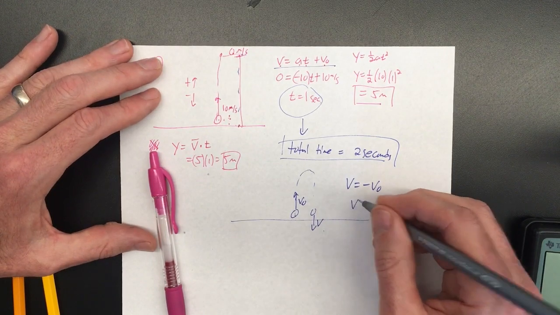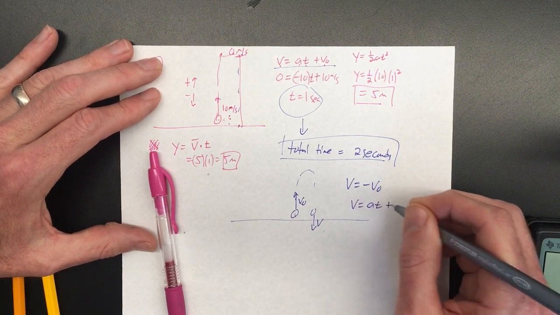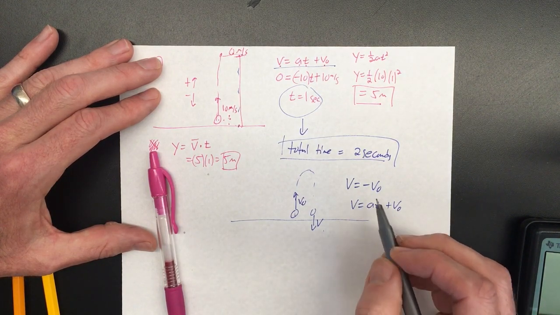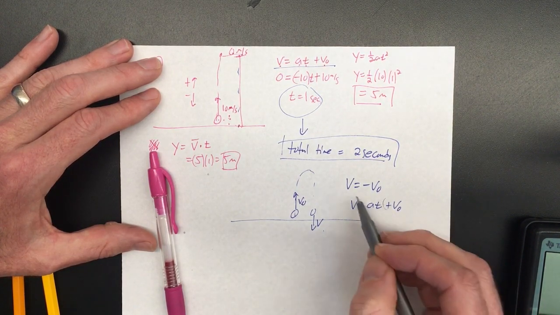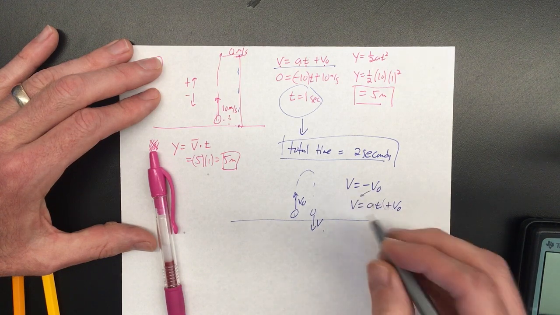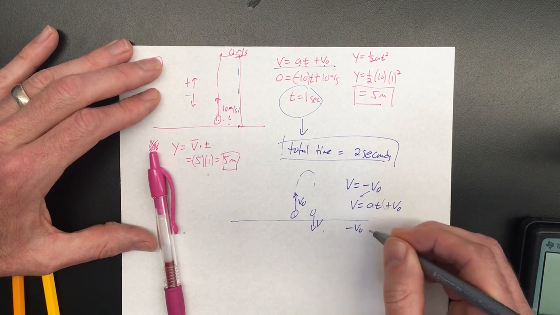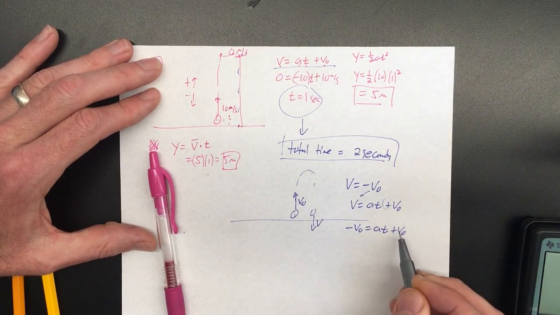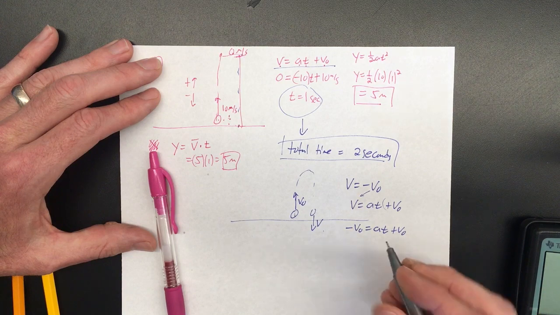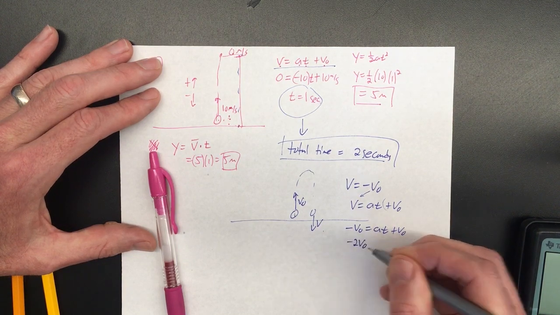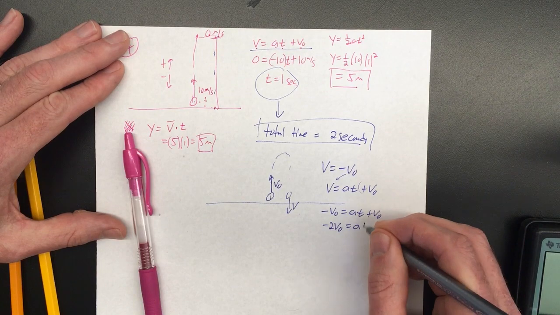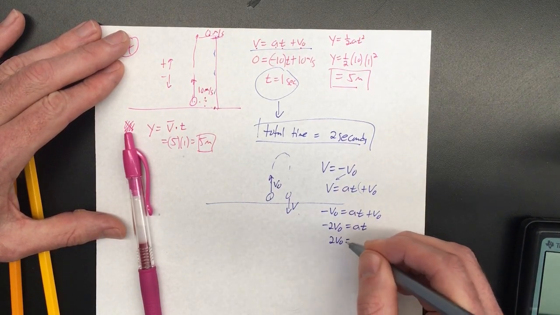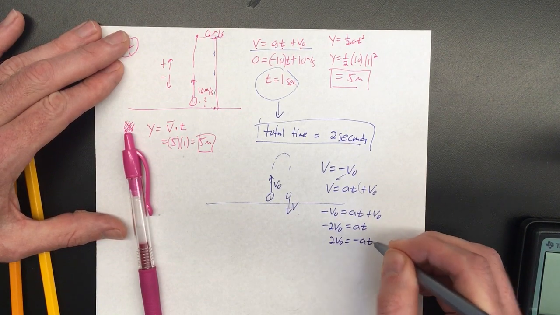Now I can come back to this equation, v equals at plus v0, and do a little bit of algebra here. I'm going to substitute in for this negative v0 right here. So I'm going to say negative v0 equals at plus v0. Bring this other v0 to the other side. So I'll get negative 2 v0 equals at. I'll bring the negative to the other side: 2 v0 equals negative a times t.